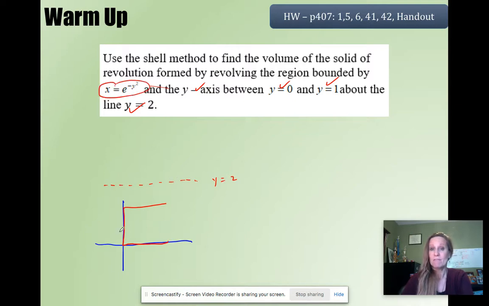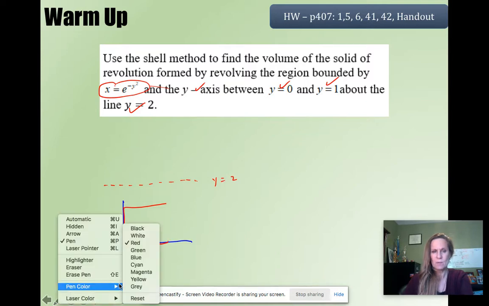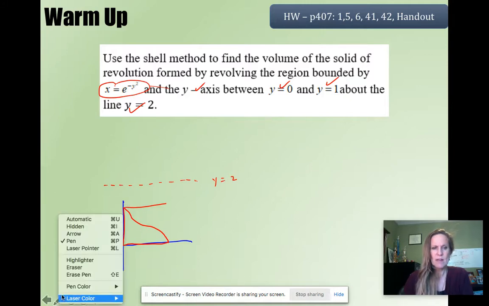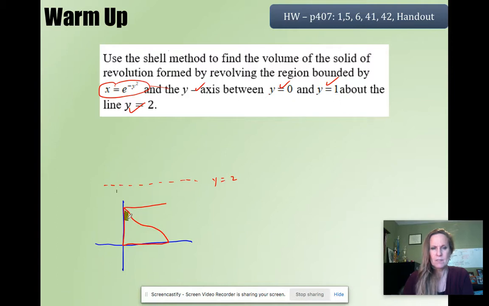Now I just have to graph this function. It is an e to the, so hopefully it's not too surprising what it looks like. I can still do this in red. It does decrease, but it has this curve right there. Okay, so the shape that I am going to spin looks like this, bounded by that curve and the axes and y equals 1. But I'm going to reflect it across. This is my axis of rotation.